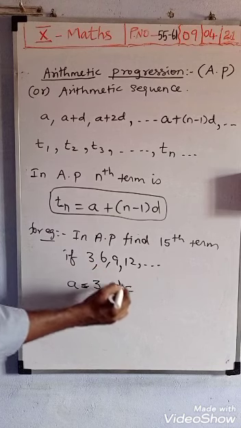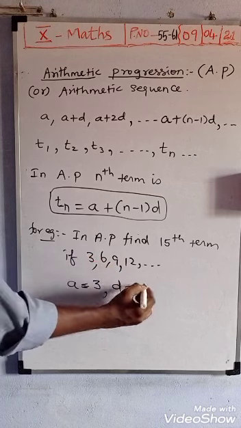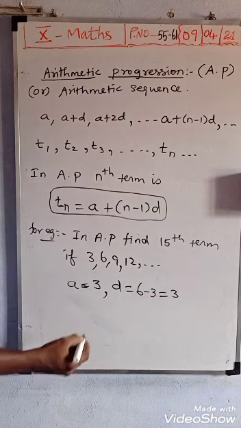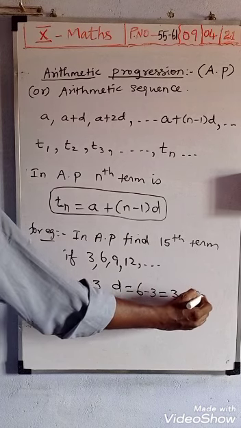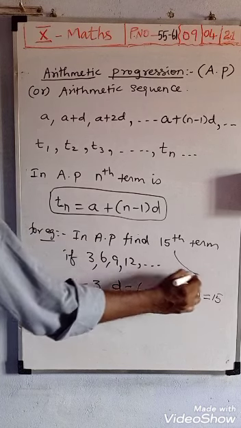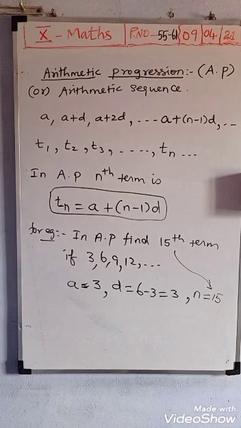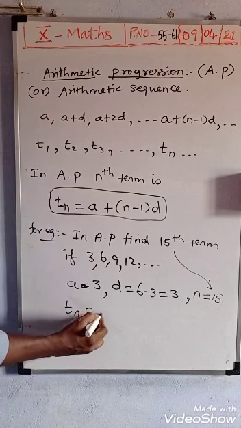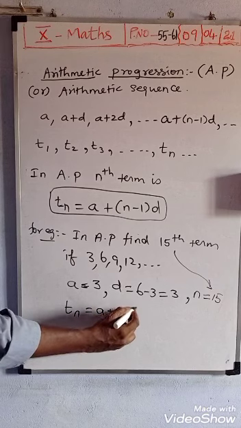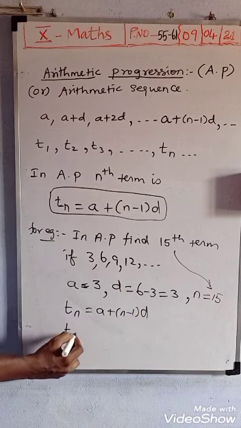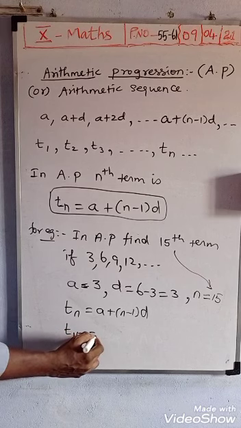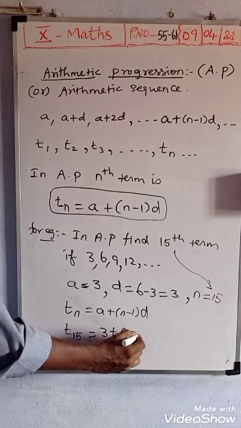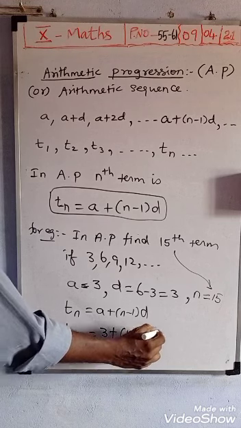d is equal to the common difference, so second term minus first term. 6 minus 3 you will receive as 3. So here n is, what is that? n is equal to 15. The 15th term only we want to find, so n is equal to 15. Now you substitute in this formula. Tn is equal to a plus n minus 1 into d. So T15 is equal to, n is 15, so a is 3 plus 15 minus 1 into d, which is 3.